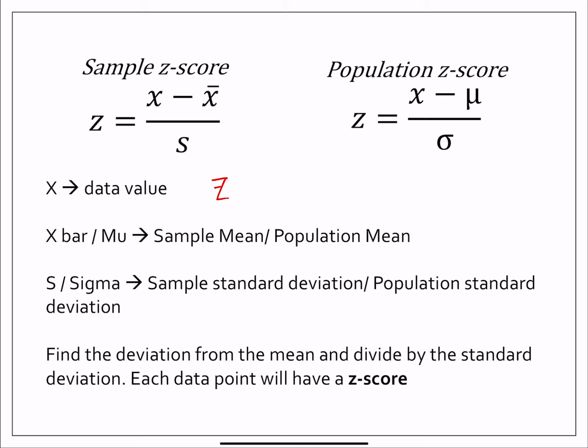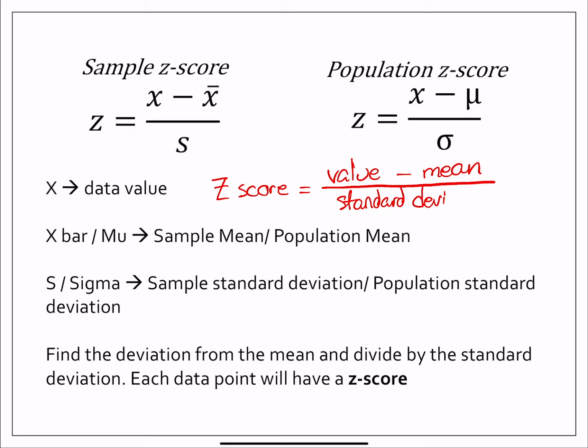So the z-score equals the value minus the mean divided by the standard deviation. Right, that's what we have. The z-score is the value minus the mean divided by the standard deviation. Both of them are saying the exact same thing. The only thing that's changing is whether we are talking about the population or a sample.